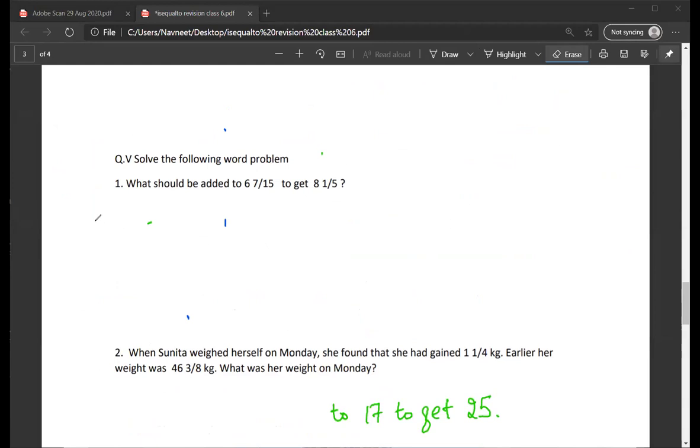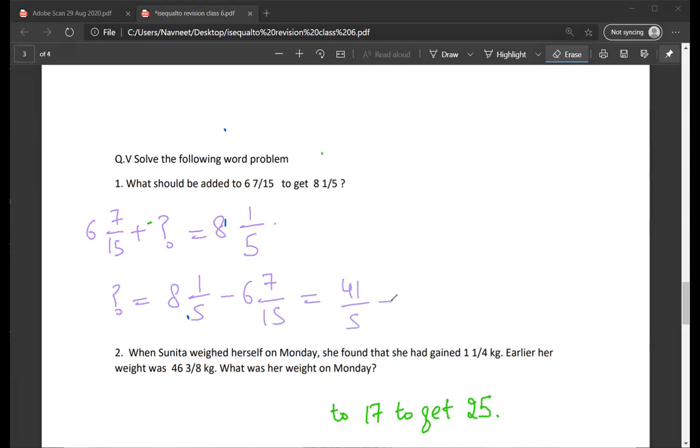So let us try to do this again. 6 and 7 by 15 plus something is equal to 8 and 1 by 5. Something would be equal to 8 and 1 by 5 minus 6 and 7 by 15. This is equal to 41 by 5 minus 97 by 15. Mr. Sarthak, am I correct?